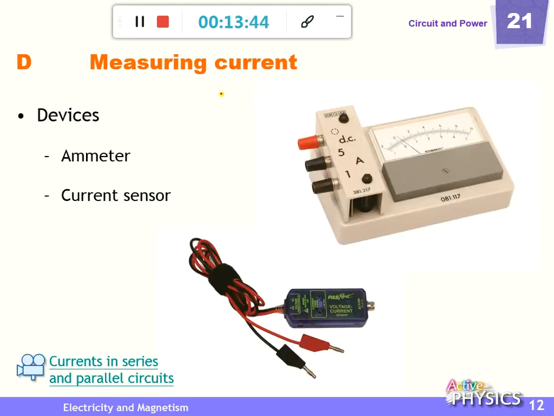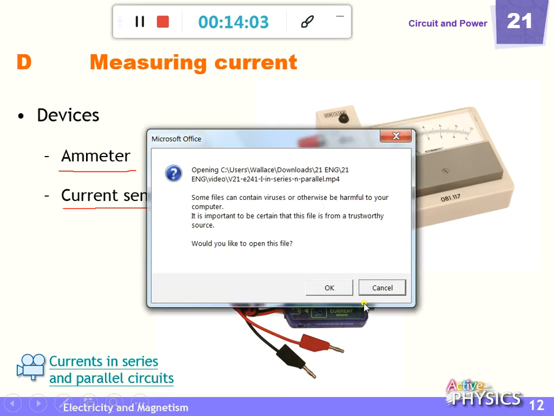Part D, measuring current. In order to measure the current size, other than the calculation, we have the device to do it. And this device we will say that ammeter, or we will use the current sensor. Okay, now try to watch this video.